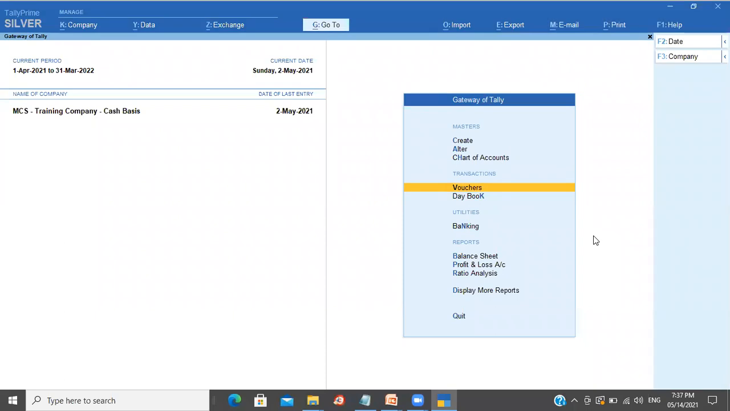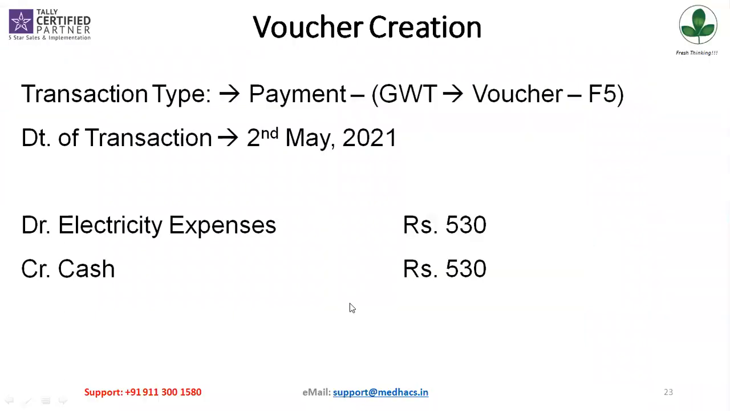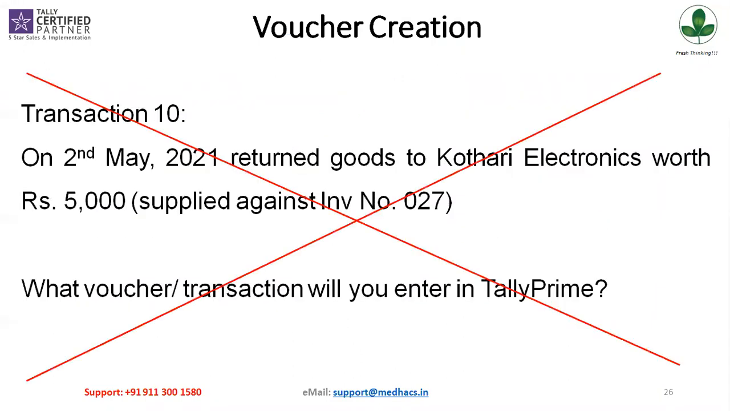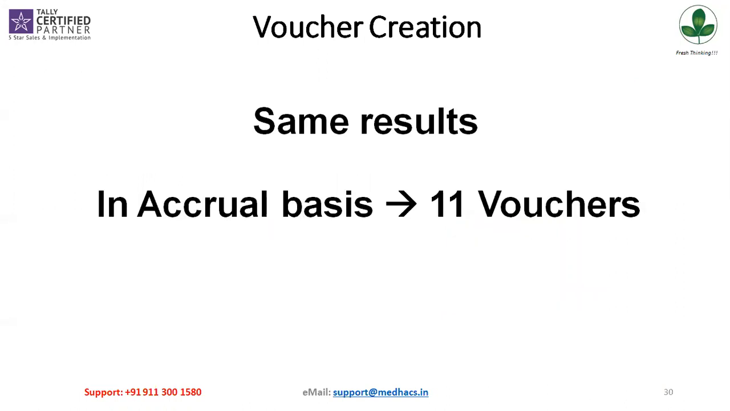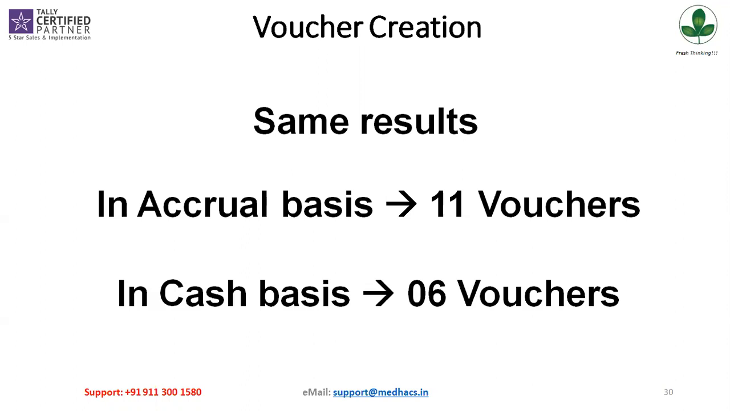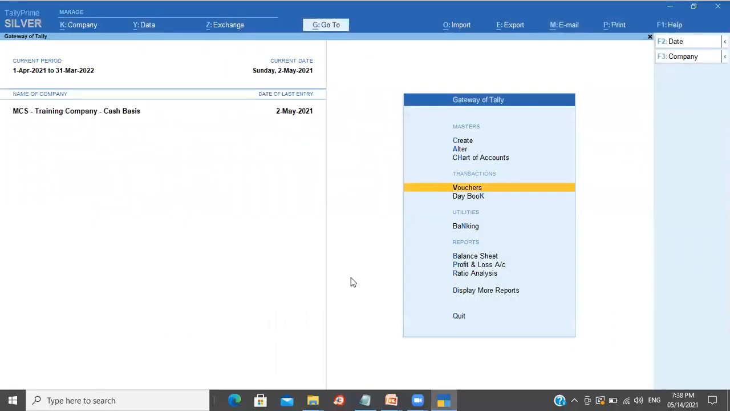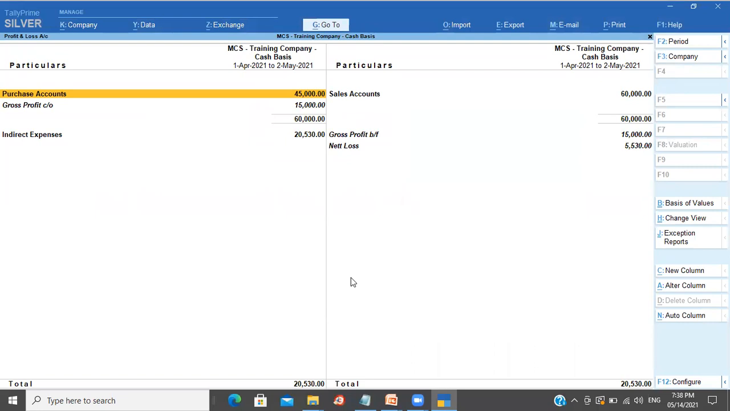Okay. So now in accrual we entered 11. In cash basis we just entered only 6 vouchers. Do we get the same results is what we need to check. So let us do one thing. How do we see the results? So one way of looking at it is profit and loss. Here, in cash basis of accounting, my loss is 5,530. My sale is 60,000, purchase is 45,000, my expense is 20,530.